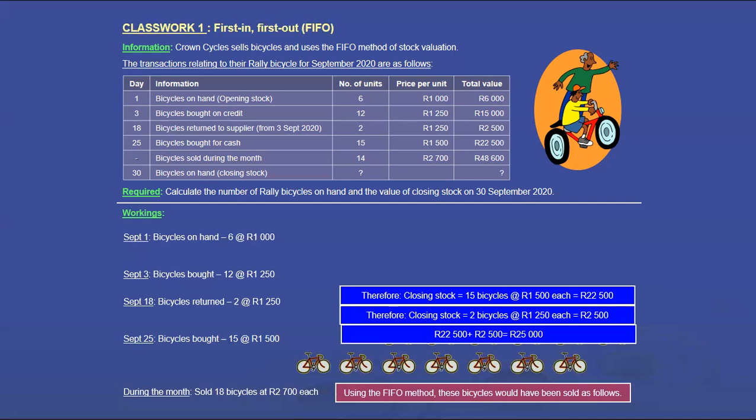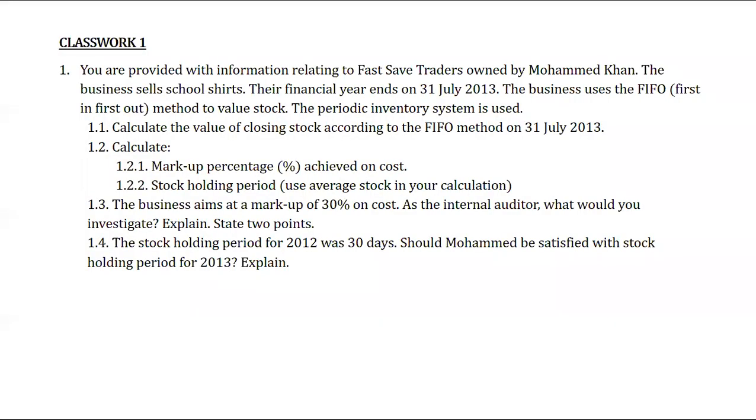Please note that the value of your closing stock here will simply be 19,500. It will not be 25,000. Trying to figure out what's happening there. Let us look at this example here.